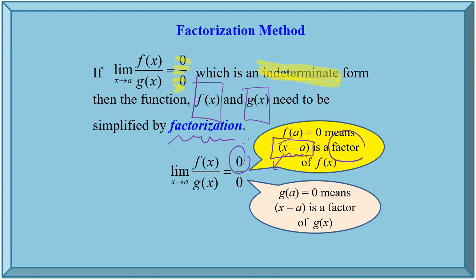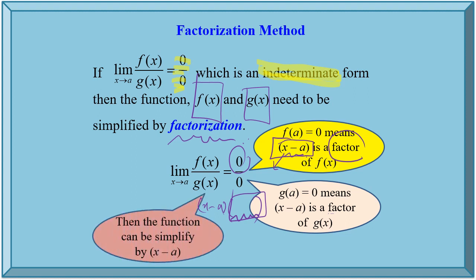g(a) equal to 0 also means that x minus a is a factor of g(x). To find the remaining factor, we know one of them is x minus a, so the remaining factor, the same as f(x), we can find by applying the concept we learned in chapter 6, which means that we use the long division. Then the function can be simplified by x minus a. So both will have x minus a: f(x) will have x minus a, g(x) also will have x minus a. So we can eliminate this x minus a. So what remains in the function? We can find it by using the long division.